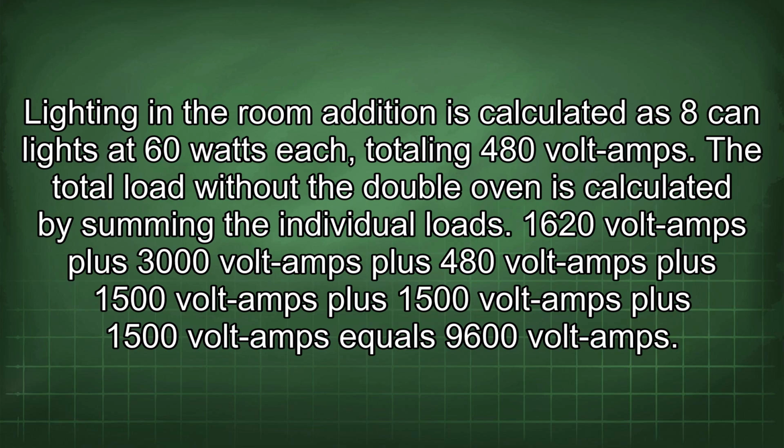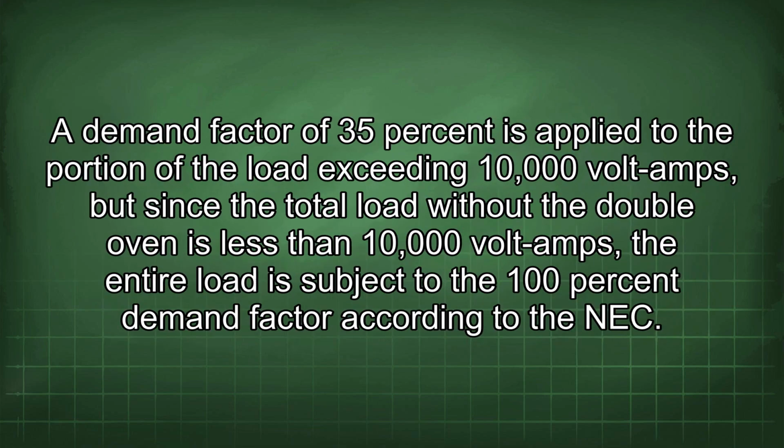The total load without the double oven is calculated by summing the individual loads. 1620 volt amps plus 3000 volt amps plus 480 volt amps plus 1500 volt amps plus 1500 volt amps plus 1500 volt amps equals 9600 volt amps. A demand factor of 35% is applied to the portion of the load exceeding 10,000 volt amps, but since the total load without the double oven is less than 10,000 volt amps, the entire load is subject to the 100% demand factor according to the NEC.